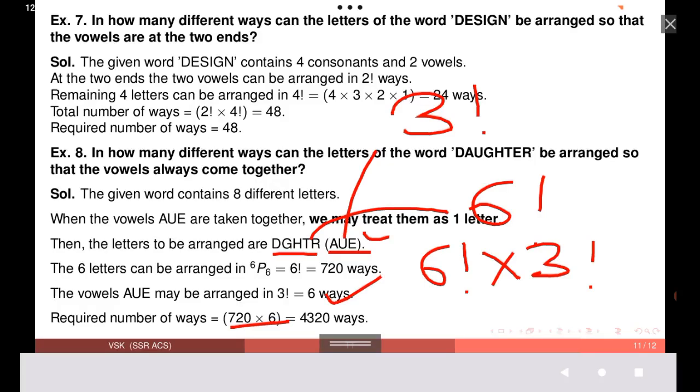So by this way, these two problems we have solved, and it is very easy.